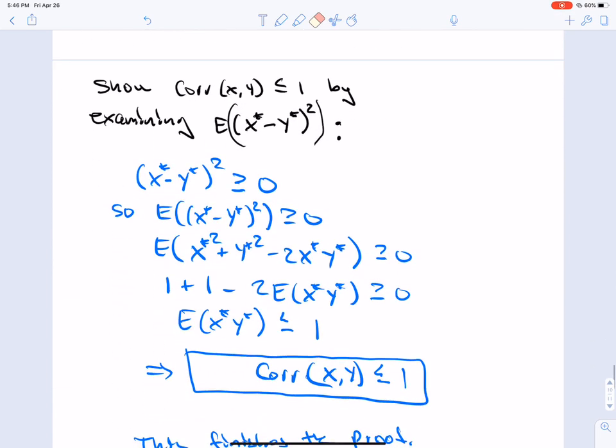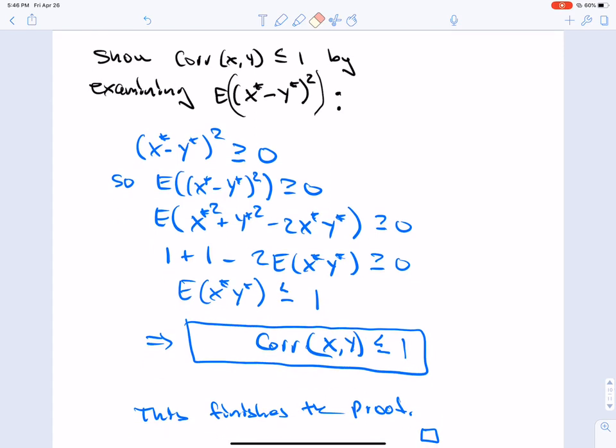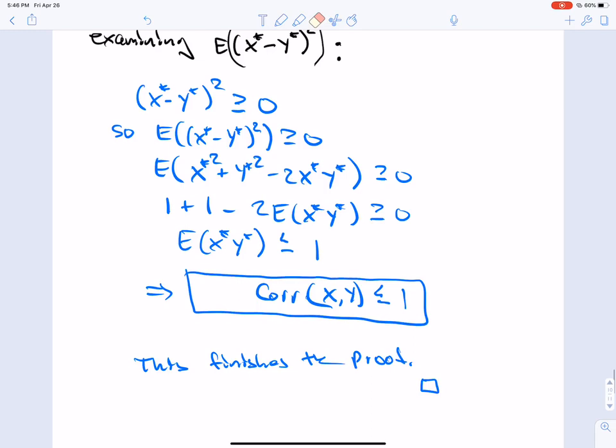You can similarly show the correlation of X, Y is less than or equal to 1 by examining the expectation of X star minus Y star, squared. Here again, this is positive. You FOIL it, but now you get minus 2 X star Y star. You follow exactly the same way, and you get the result that the correlation of X, Y is less than or equal to 1. And this finishes the proof.